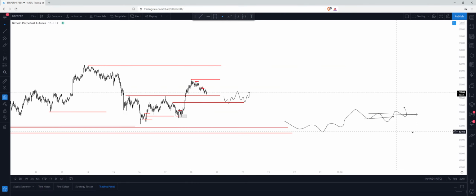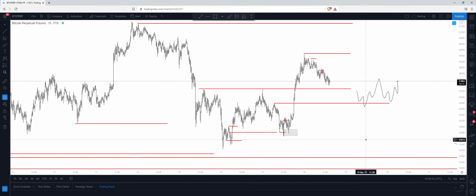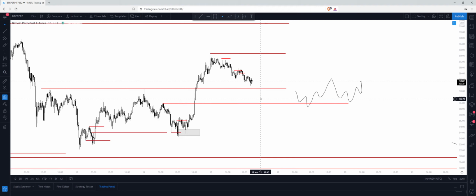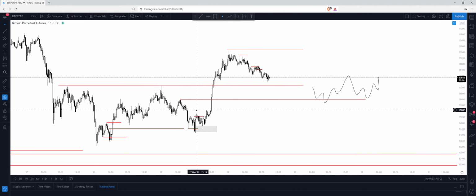I don't want to be too early on trying to capture this move. I think a lot of people are going to get tricked up here. However, like I said, I could be wrong. So I've prepped for that as well. So that was my long from yesterday.